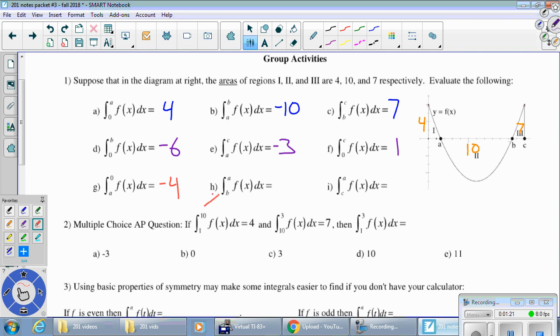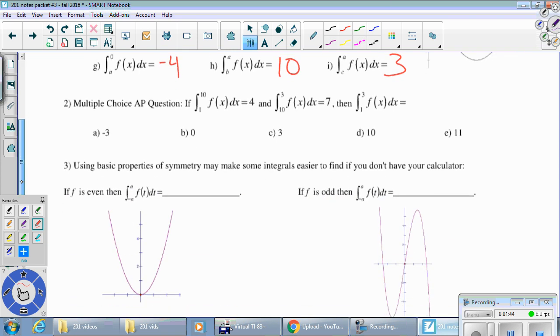Same deal here. Integral from b to a is, quote, backwards. So you think about the integral from a to b, which we did up here. We got negative 10, so this integral must be the opposite sign. Same number, opposite sign. And then c to a, we're going to find the integral from a to c. I see it right here. We got negative 3 for that one, so this must be the opposite sign. Same number, positive 3.